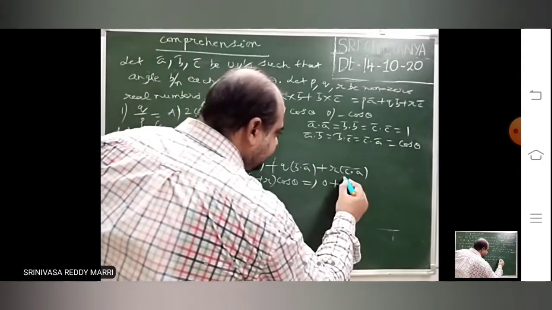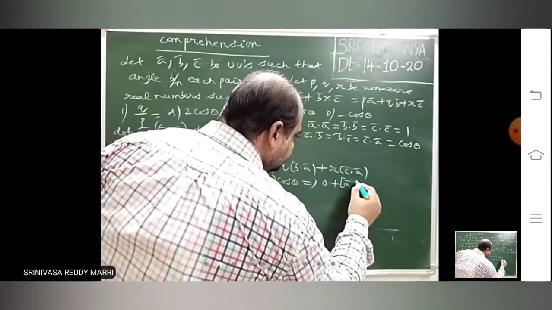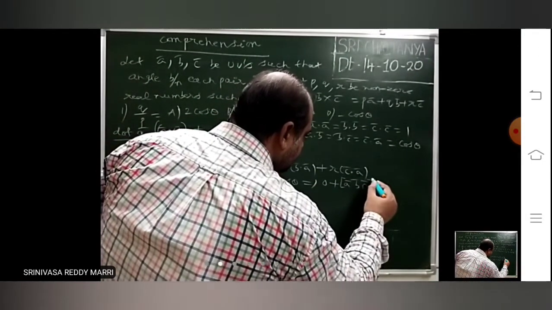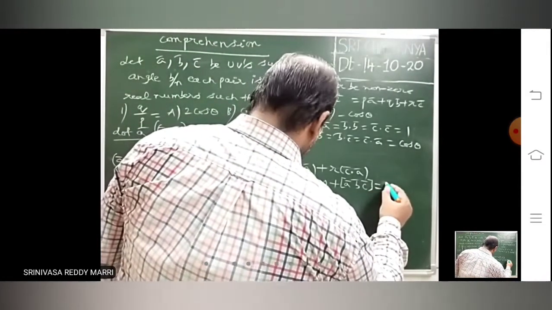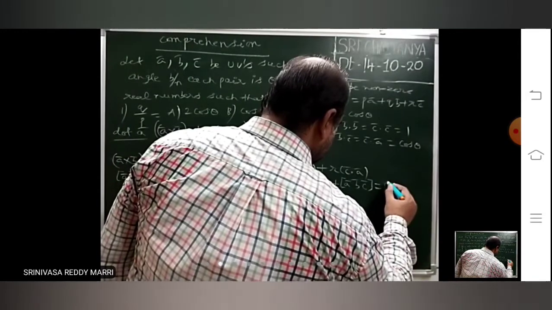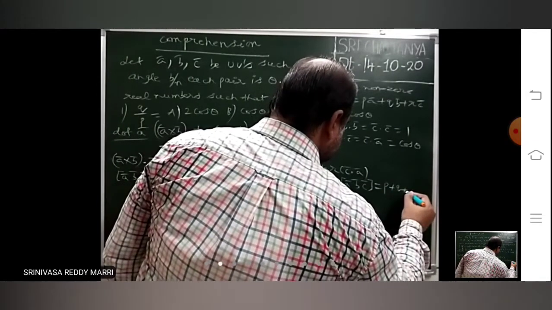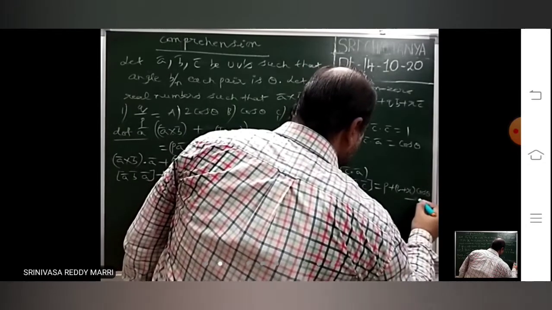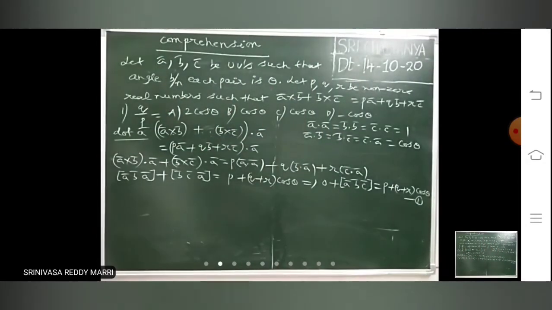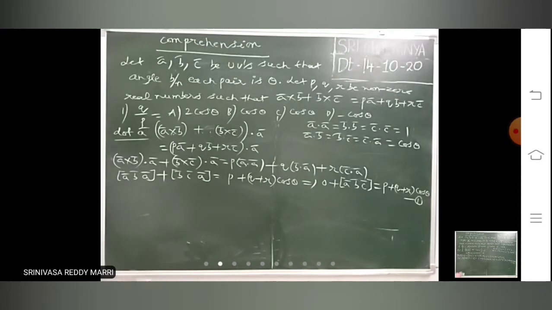Box of BCA is nothing but box of ABC. That means this is nothing but P plus Q plus R cos theta. This is equation 1: box ABC equals P plus Q plus R cos theta. We have dotted with A. Similarly, I am writing dot B bar.